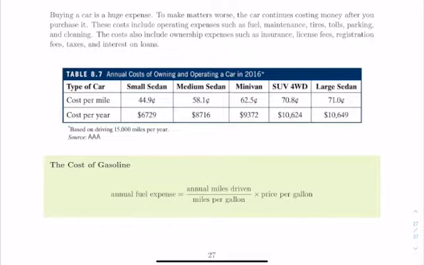So that means that the cost per year of just owning and operating it for a small sedan was about $6,700. For a medium sedan, it was $8,700. For a minivan, it was $9,400. For an SUV, it was about $10,600. And the same thing goes for a large sedan. So you're adding thousands of dollars on top of just purchasing the car.